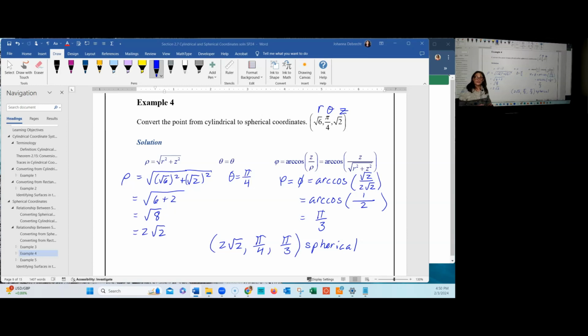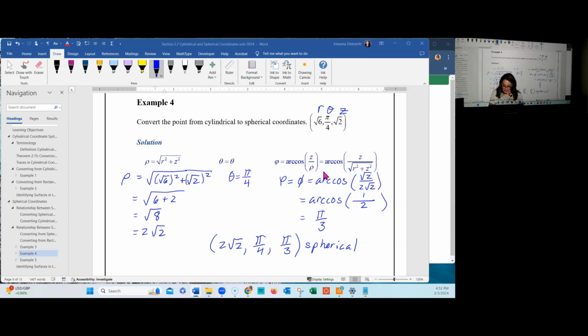Theta does not change between the cylindrical and the spherical system, so it remains pi over 4. To find phi, I take the inverse cosine of z divided by rho, which means I have to already have rho in order to compute it. I computed rho to be 2 square roots of 2, and z is the square root of 2, which gives me 1/2, and the angle whose cosine is 1/2 is pi over 3. And so this gives me the spherical coordinates for the same point of 2 square roots of 2, pi over 4, pi over 3.